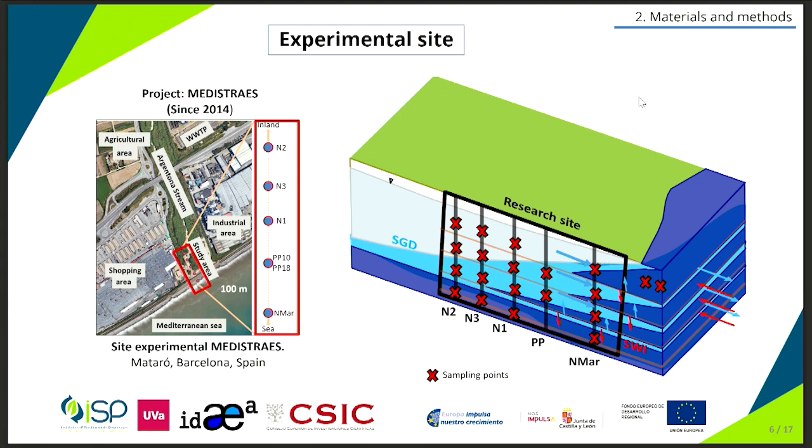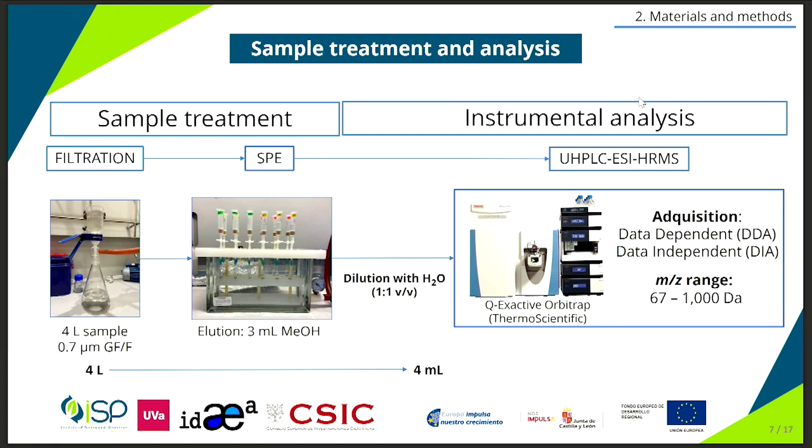For that, we have an experimental site that we have been working at since 2014, in which we have boreholes along the same longitudinal line, and we can take samples at different depths. So we have this distribution that we can see in the picture. We take 4 liters from each sampling point, filter them, and pre-concentrate them to have a better picture of the chemicals inside, and we analyze all of them in a Q-Exactive, an Orbitrap. So we pass from 4 liters to 4 milliliters in total, a quite high pre-concentration.